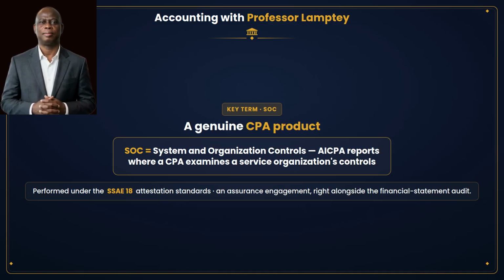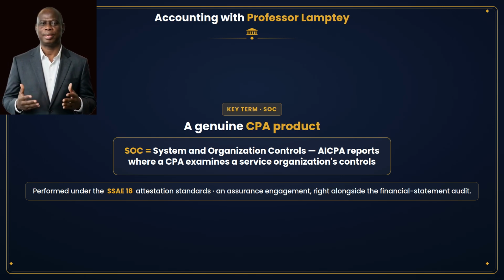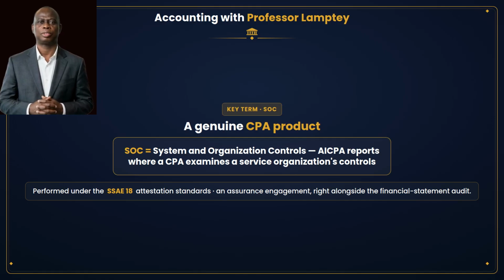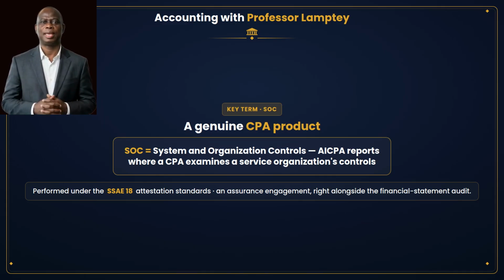So let's define it. SOC stands for System and Organization Controls. It's a suite of reports from the AICPA, performed by a CPA under attestation standards known as SSAE 18, in which the service auditor examines and reports on the controls at a service organization. This is a genuine CPA product, an attestation engagement, right alongside the financial statement audit. It's a major reason accountants work in technology. And there isn't just one SOC report. There are 3, each answering a different question.